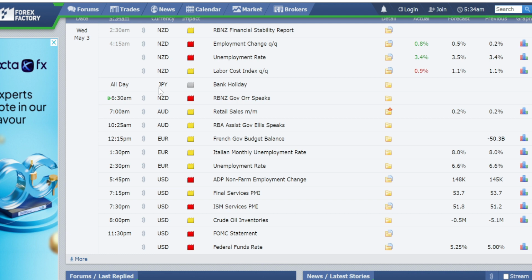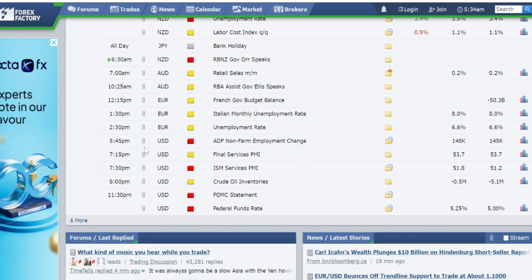There is a Japanese bank holiday for today. At 6:30 AM, we have high impact news plan for New Zealand dollar related currency pairs, and at 5:45 PM, we have high impact news plan for US dollar related currency pairs. Again at 7:30 PM, we have high impact news plan for US dollar related currency pairs, and at 11:30 PM, we have two high impact news plan for US dollar related currency pairs. So we can expect lots of volatility in gold today. Let us proceed with our gold analysis.